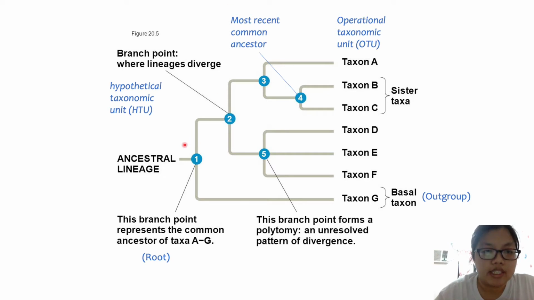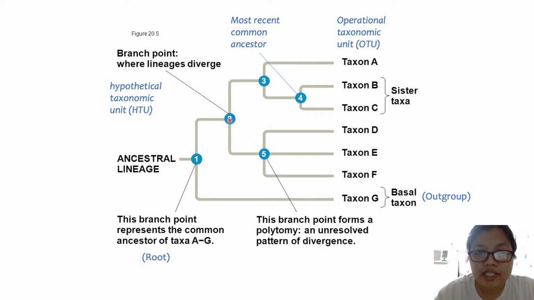Number 1 here represents an ancestral lineage, or a branch point of the ancestral lineage, of all the organisms or groups of organisms under study. We call these organisms taxon, or taxa for plural, taxon for singular. We also call them operational taxonomic units.